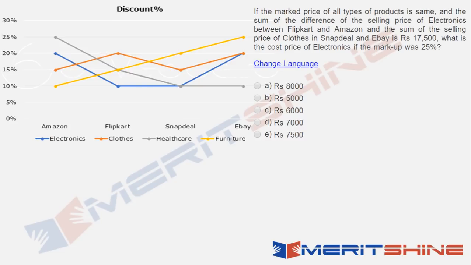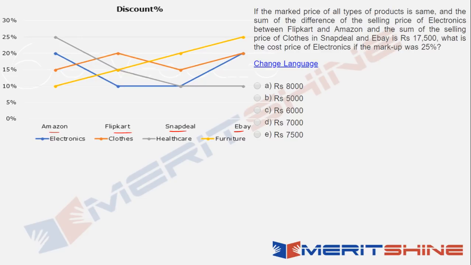What is given is data about 4 online portals here: Amazon, Flipkart, Snapdeal, eBay. And 4 different kinds of products: electronics, clothes, healthcare and furniture are given to you in the form of this line graph. And after that you have to just read the questions and answer them. There is nothing much to do here. It's just a little tedious in the sense that the questions are a little lengthy. You have to read them first and try to find out what it's doing.